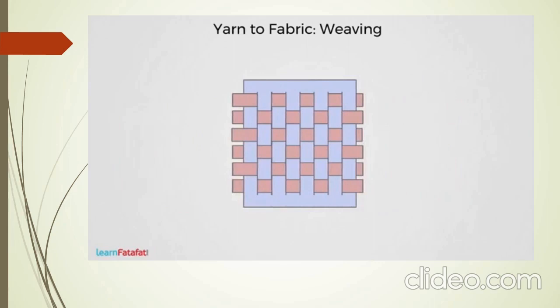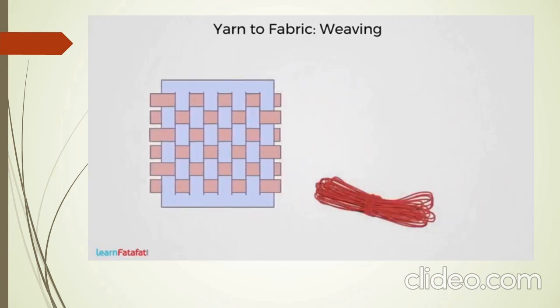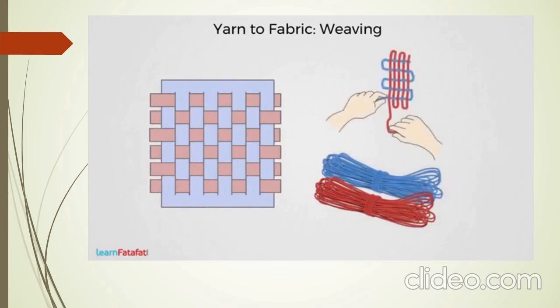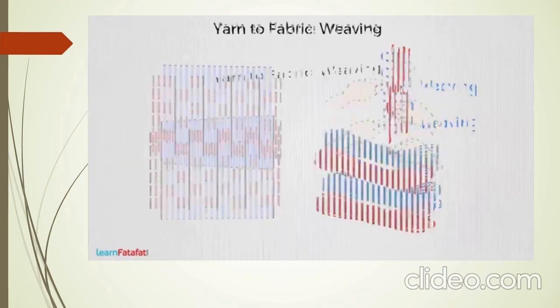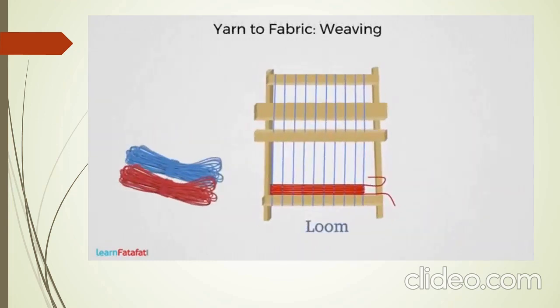You can weave yarn in the same way, but for that we need 2 sets of yarn. The process of arranging 2 sets of yarn to make fabric is called weaving. It is very difficult to weave yarn with hands. To make it simple, we use a loom. Basically, a loom is a structure which is used to give support to your weave.